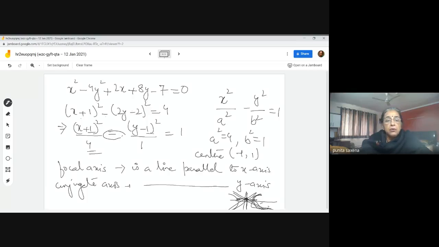Now, what we can do here is, in the case of a standard hyperbola, things were simpler because y equal to plus minus x.